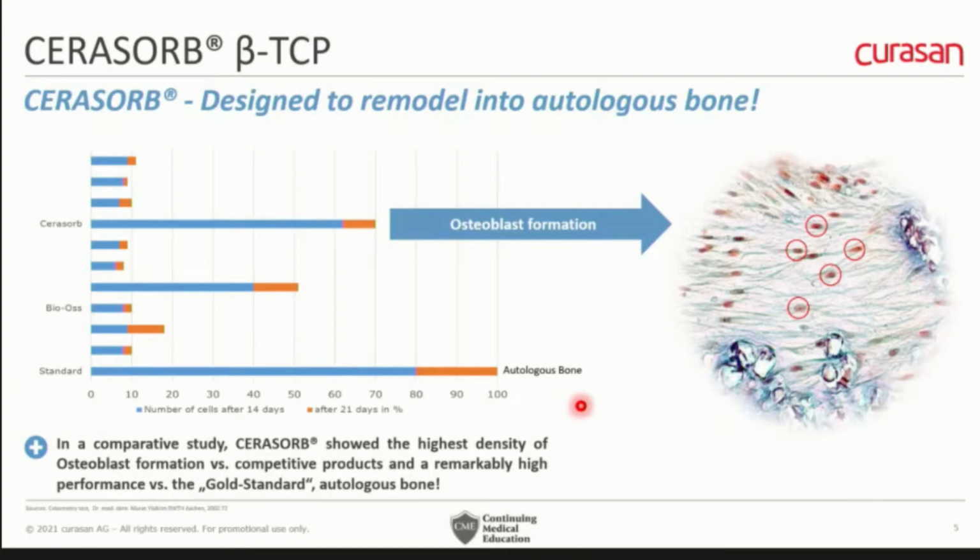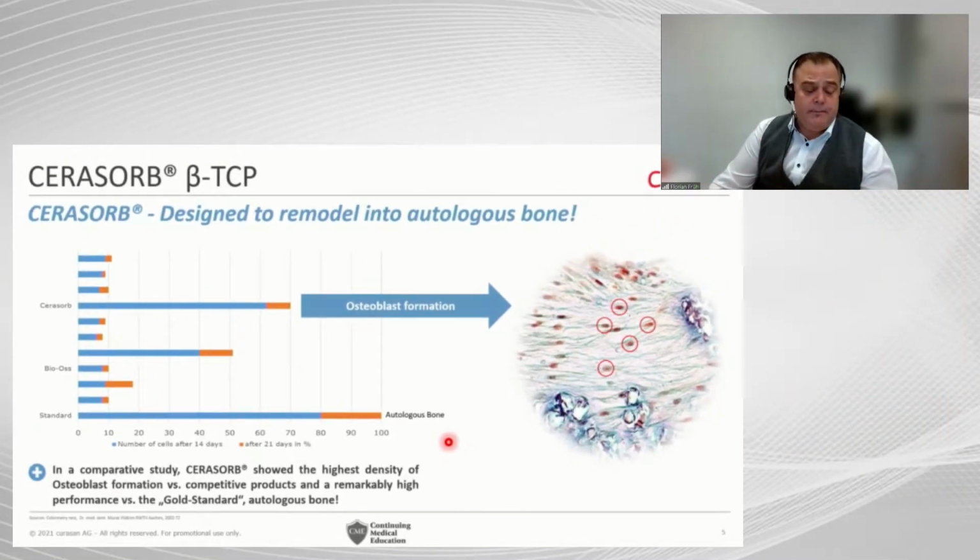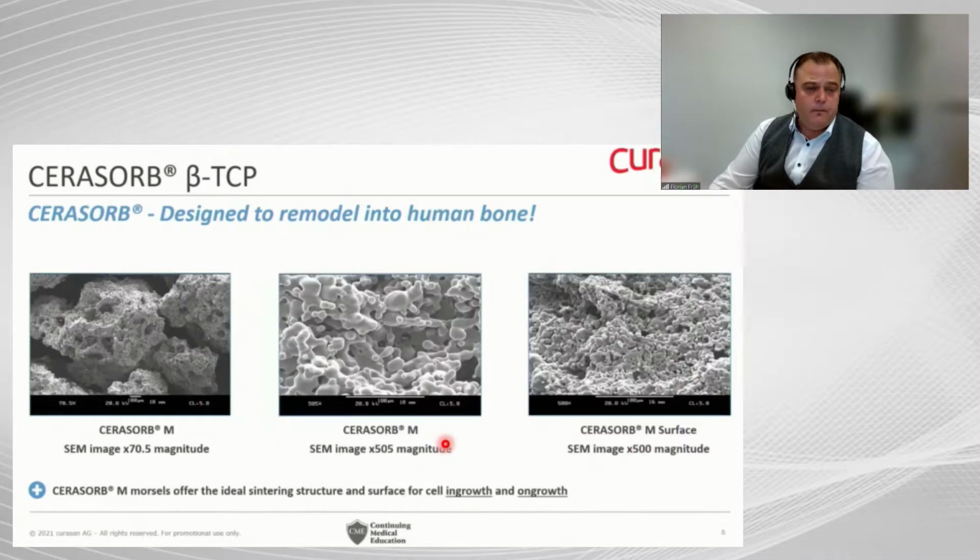Already in 2002, we tested the material versus a lot of different competitive materials. And we have seen that in comparison to other materials, as well as in comparison to autologous bone, CERASORB showed a very high density of osteoblast formation and a remarkably high performance versus autologous bone.